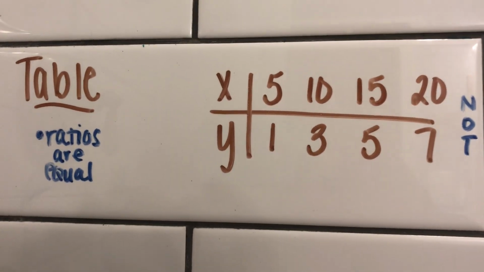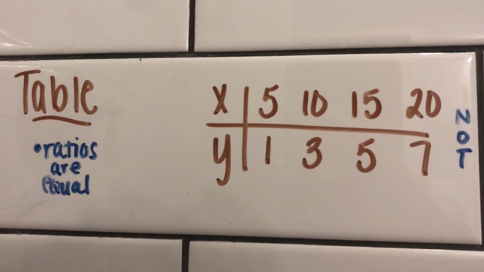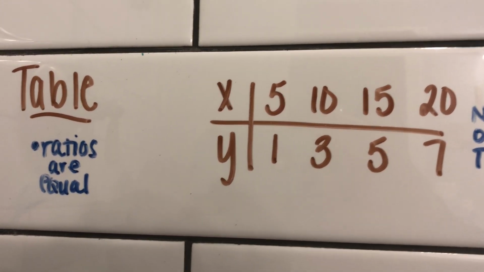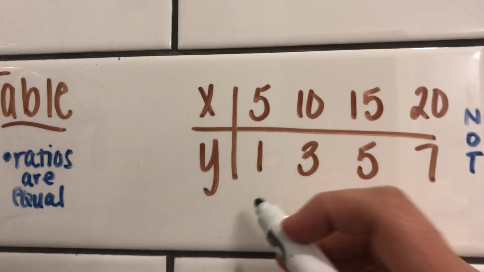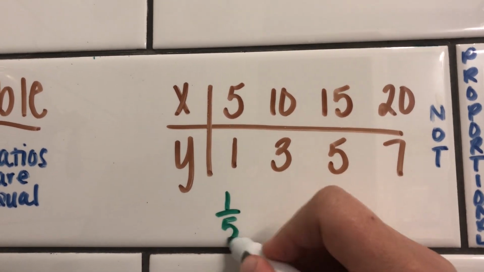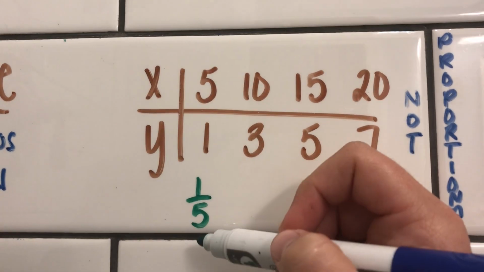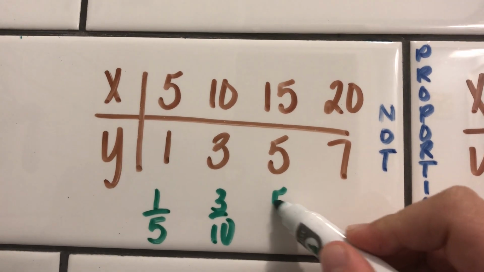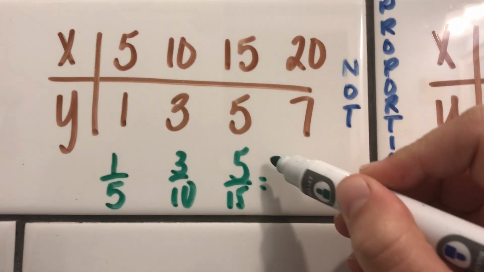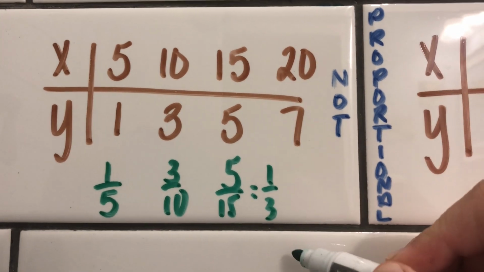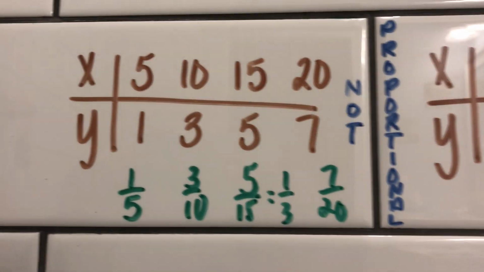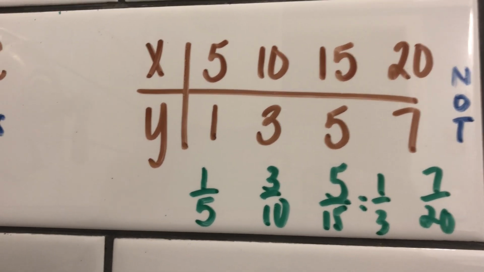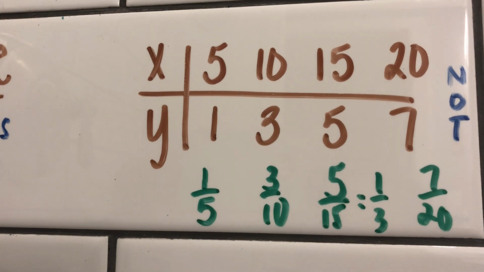Now the one on the left is not proportional. And from a table, we want to make sure our ratios are equal. And I'm going to put y over x because of slope. And I can just make a bunch of ratios out of this. So if I say 1/5, here out of this, I'm just putting y on top, and this is going to be 3/10. This is going to be 5 over 15, which is equal to 1/3, and then I have 7 over 20. Now none of those fractions are equal to each other. Our ratios are not equivalent, so this is not proportional.